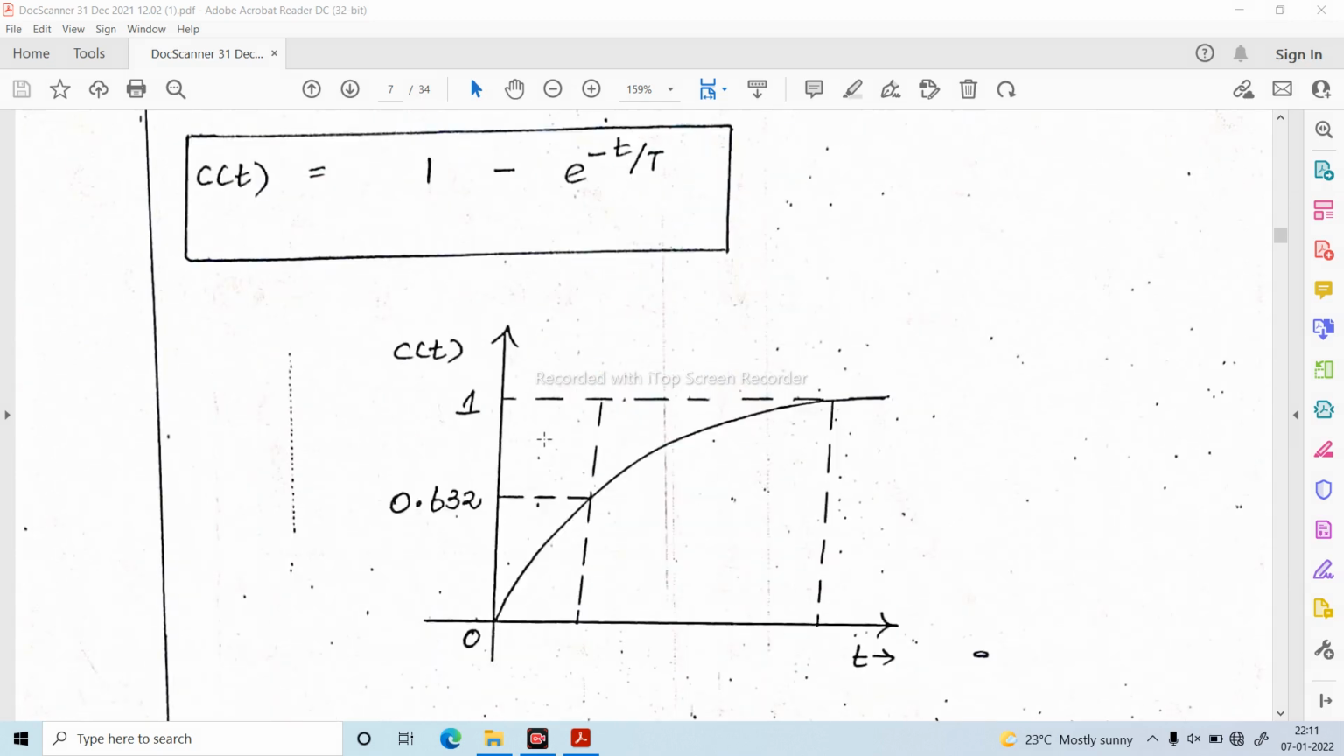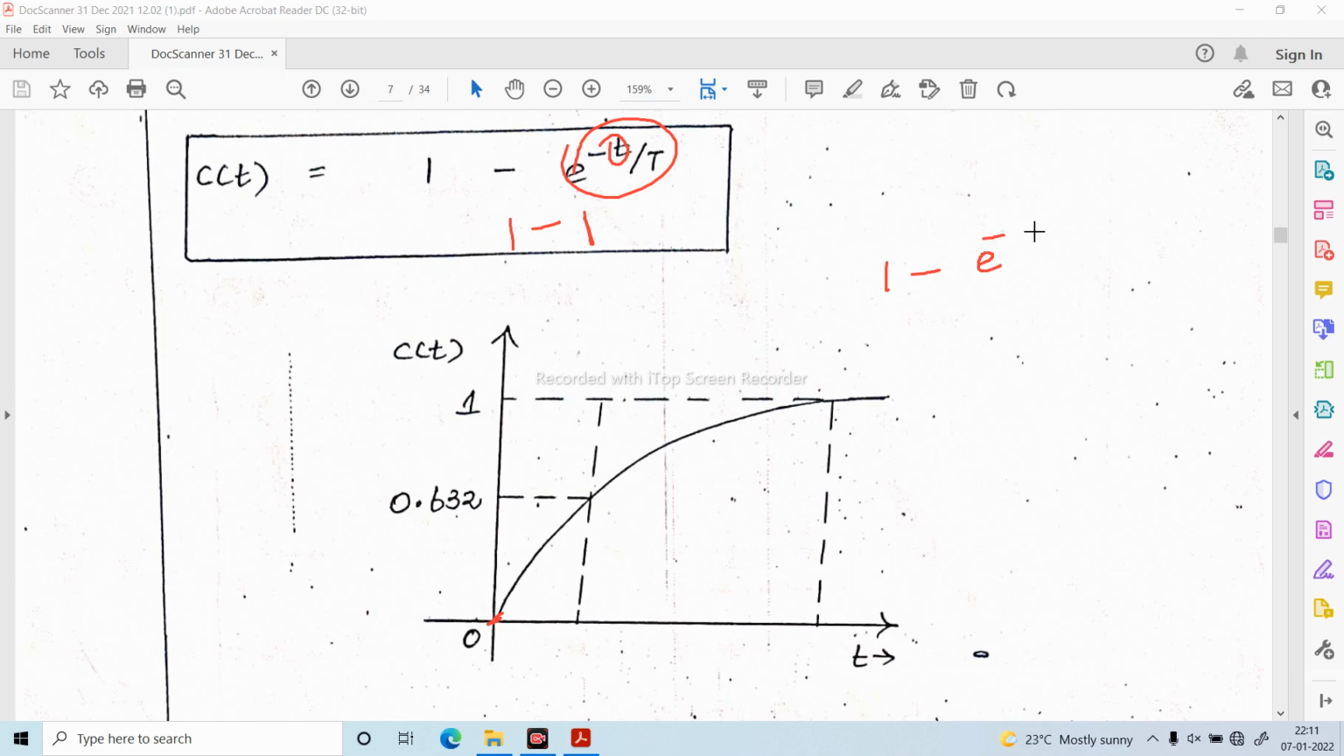Next I am going to draw the graph using these values. First of all, take t on the x-axis and c of t on the y-axis. First of all, I am going to put t is equal to 0. If I put t is equal to 0, this term is 1 minus e power 0, which is 1, so the starting value is 0. And afterwards I have to put the values one by one, and I'll get this curve.